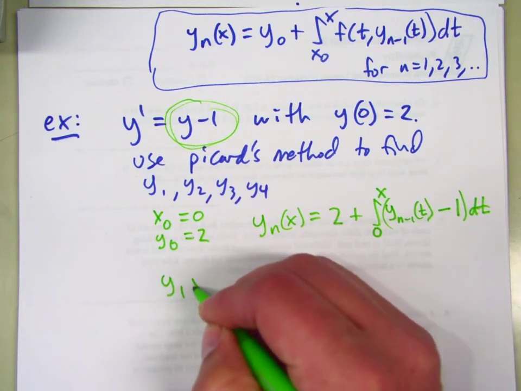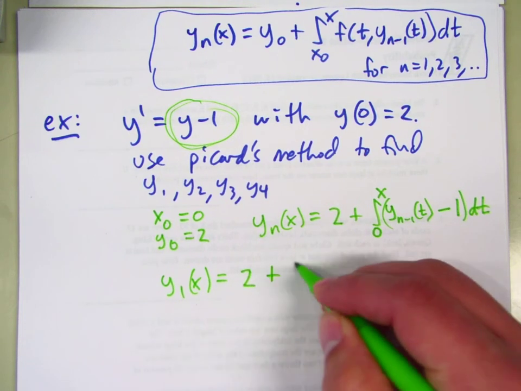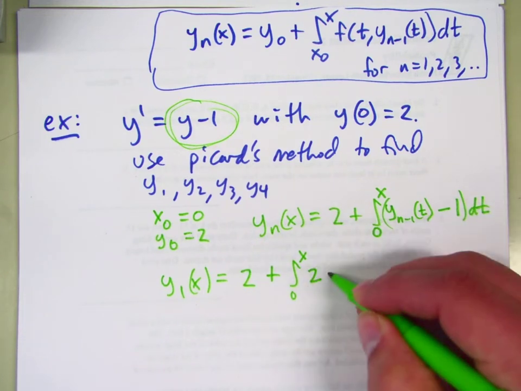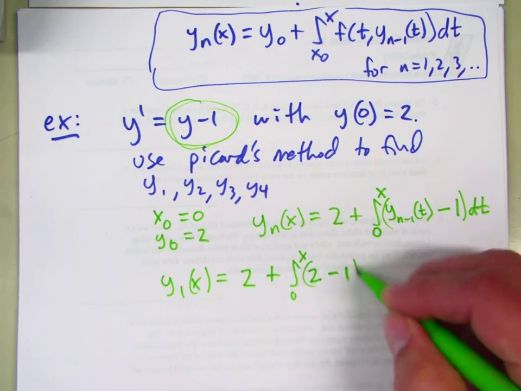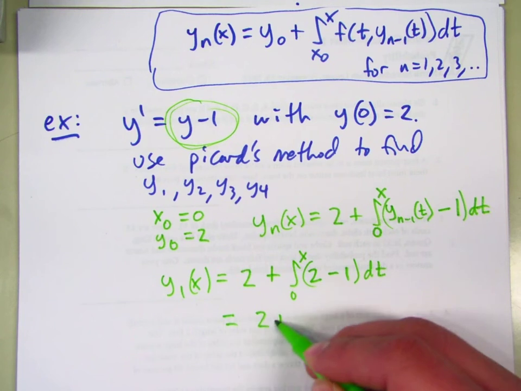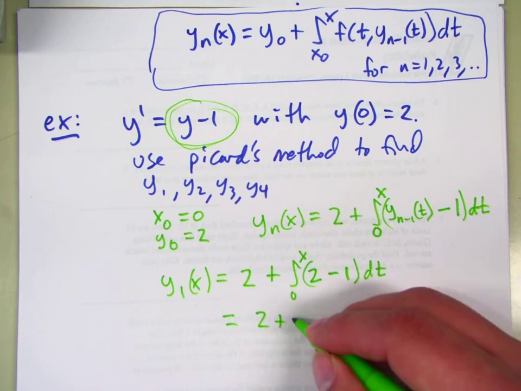So y1 is going to be 2 plus the integral from 0 to x of what? 2 minus 1. Very good. And so we just get 2 plus the integral of 1 is going to be t. The 0 is going to drop. You understand that this is just going to introduce x's, right? Yeah. So it's just going to be 2 plus x.